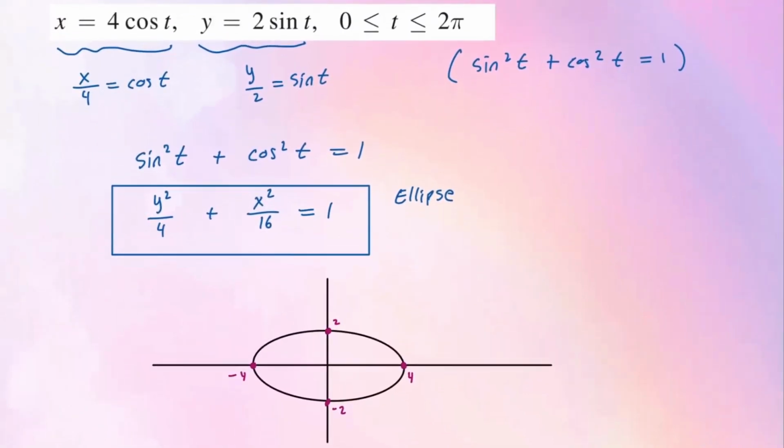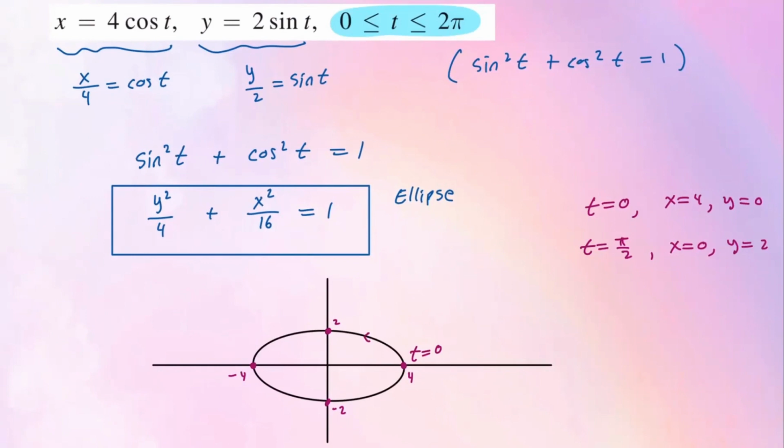Now, if you were to trace the path for this particular equation, we're given t is going from 0 to 2 pi. So when t equals 0, cosine of 0 is 1, sine of 0 is 0. So we're actually right here when t is equal to 0. So x is 4 and y is 0. And then when t is equal to pi over 2, you're going to get x is equal to 0, but y is equal to 2. So you're going to be up here. So the direction of the curve is going this way. This is the value when t is equal to pi over 2.